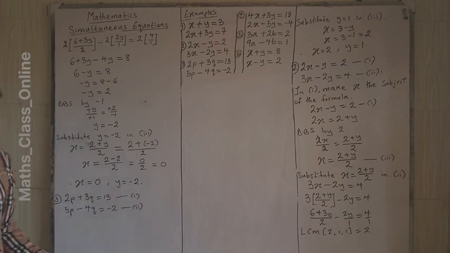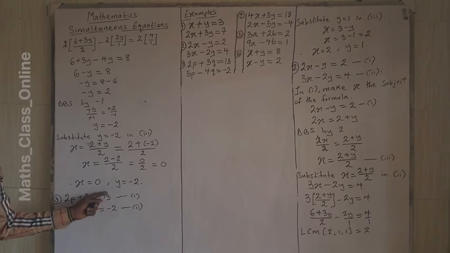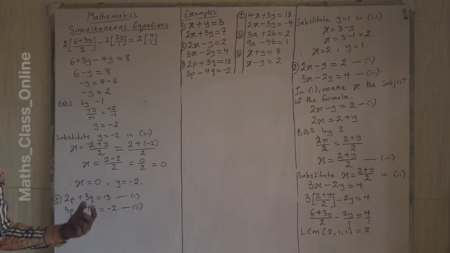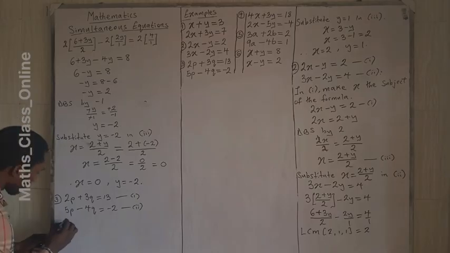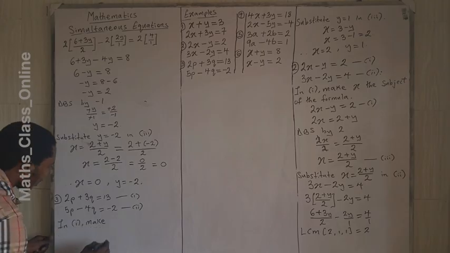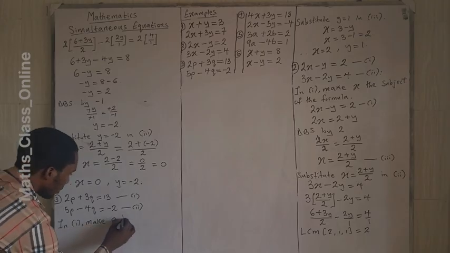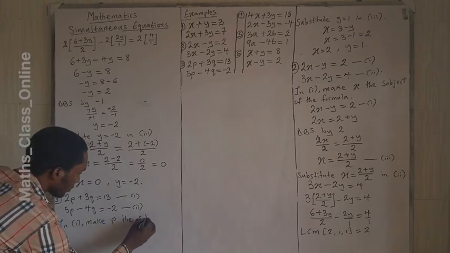What is the first step? Choose one of the equations given. Make one of the variables the subject of the formula. Let's take equation 1. Make P the subject of the formula.